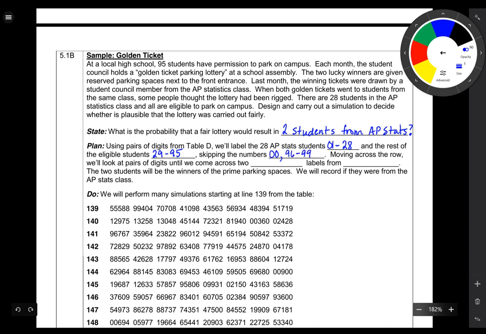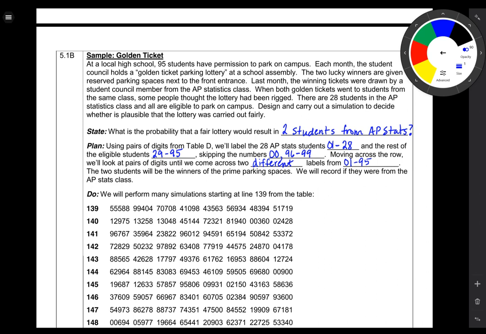And you have to include all of this in your explanation. Moving across the row, we'll look at pairs of digits until we come across 2 different labels from 01 to 95. The two students will be the winners of the prime parking spaces. We will record if they were from the AP Stats class.